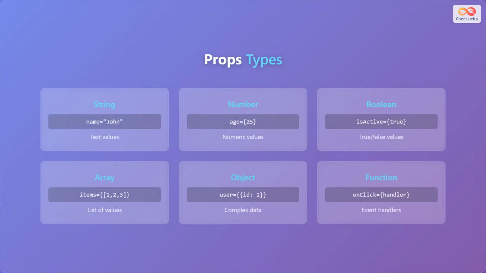Props can accept various JavaScript data types. It can be a string for passing textual data like name equals John, number for numeric values like age equals 25, boolean for true or false values like isActive equals true, arrays for lists of values like items equals an array containing 1, 2, and 3, objects for complex data like user equals an object with an ID of 1, and even functions for event handlers like onClick equals handler.